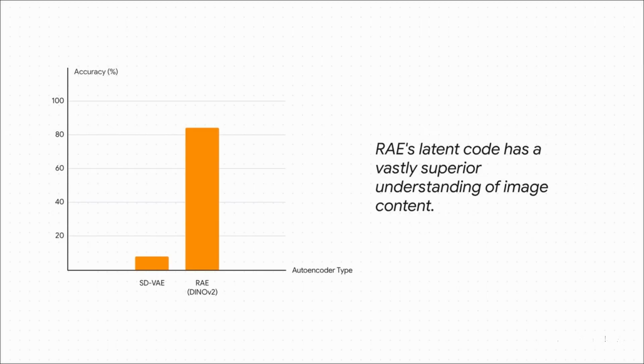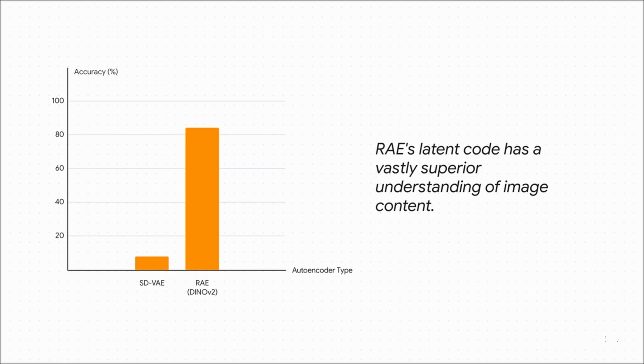And the results? Whoa, look at this. This chart basically measures how well that compressed code actually understands the content of an image. The old VAE scores a measly 8%. The new RAE, because it's using that expert DINOv2 model, scores a staggering 84.5%. It's not even in the same league.